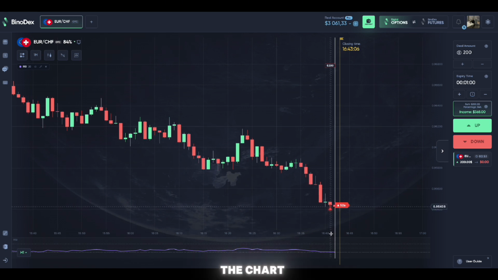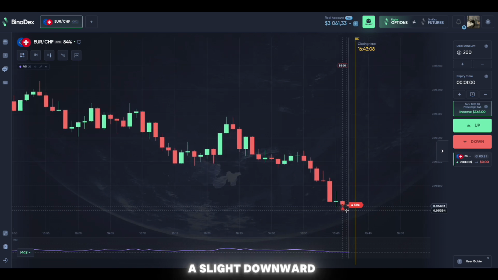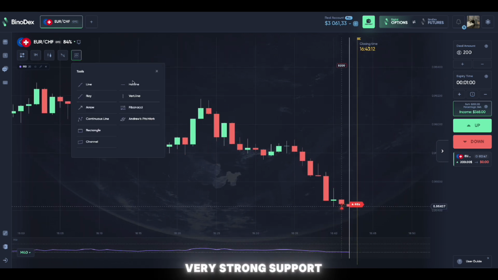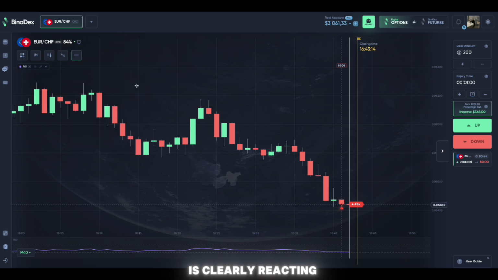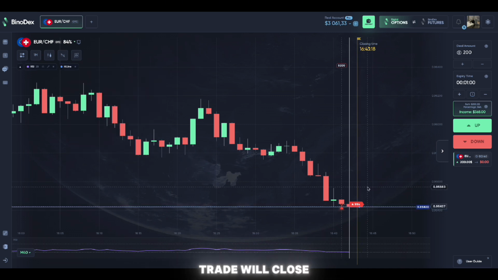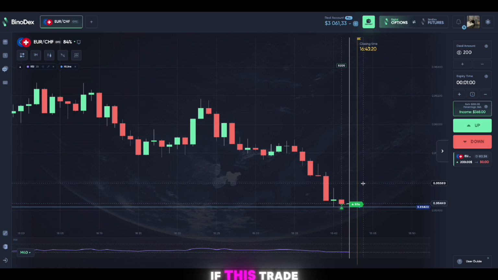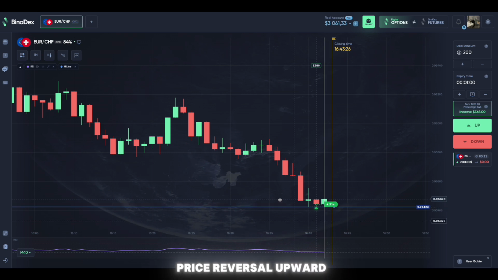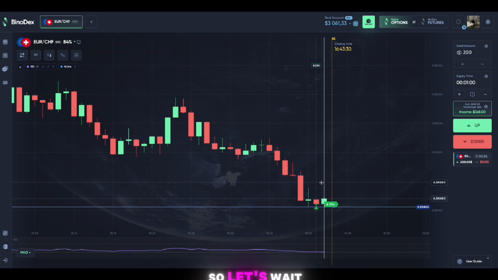Looking closely at the chart, we can see a slight downward impulse currently forming, but right here we have a very strong support level that the price is clearly reacting to at this moment. That's why I strongly believe this trade will close in profit. If this trade closes with a negative result, we'll open another additional upward position, because here a price reversal upward, even a minimal one, is absolutely bound to happen. So let's wait for our trade to close.